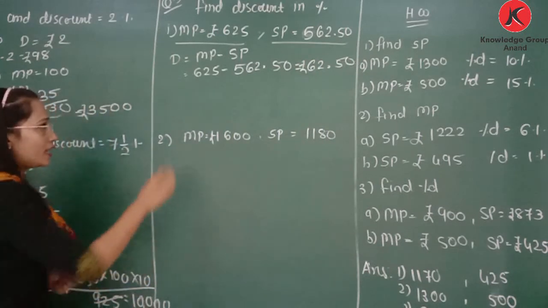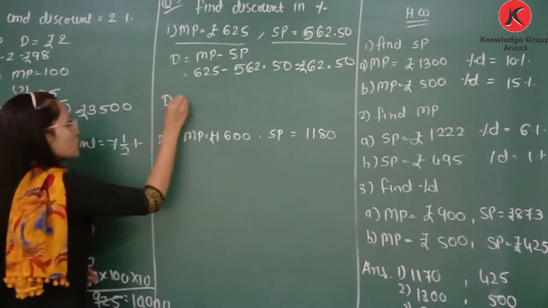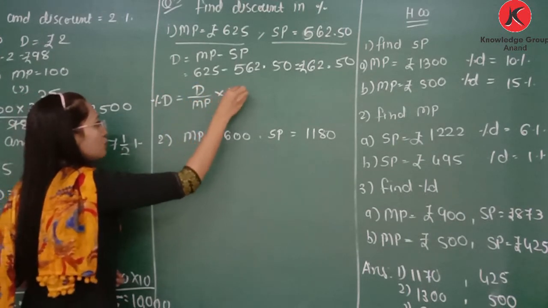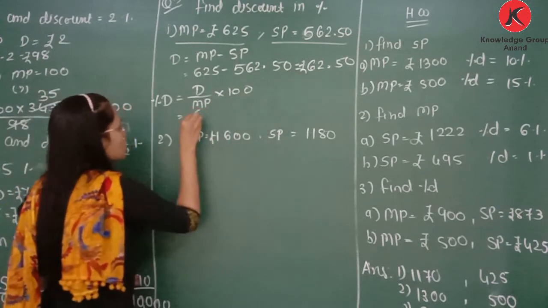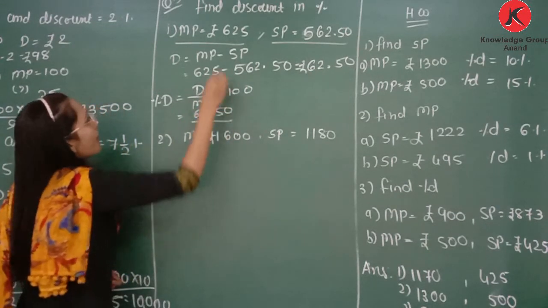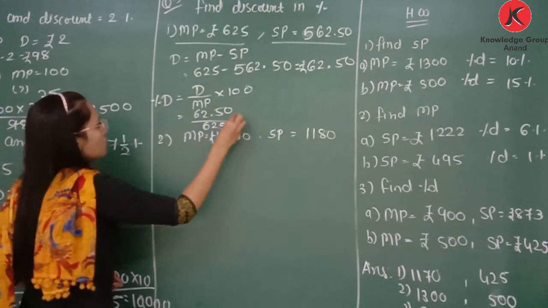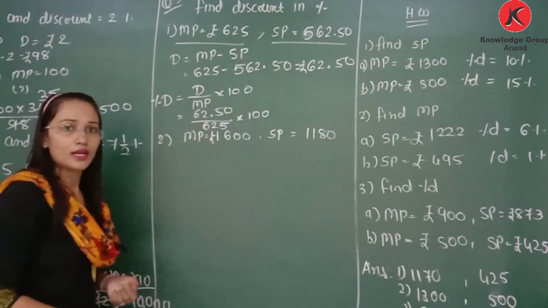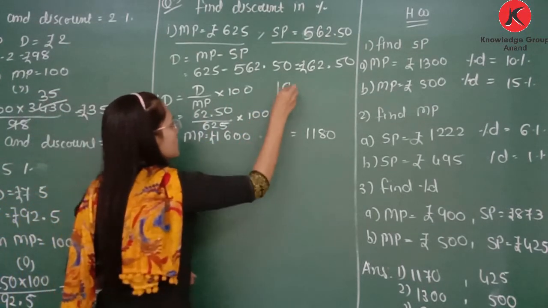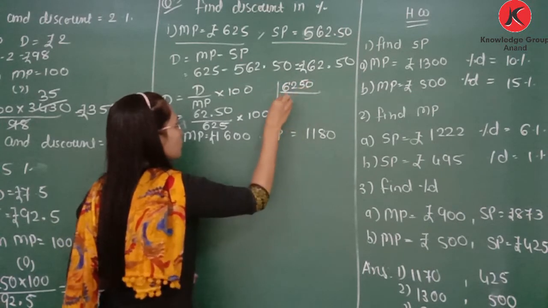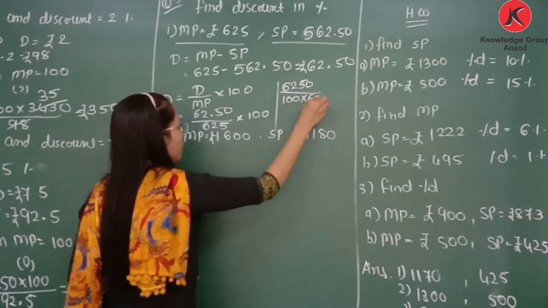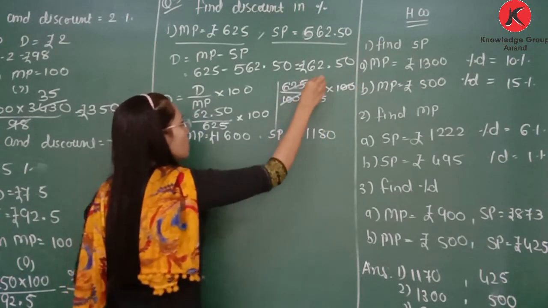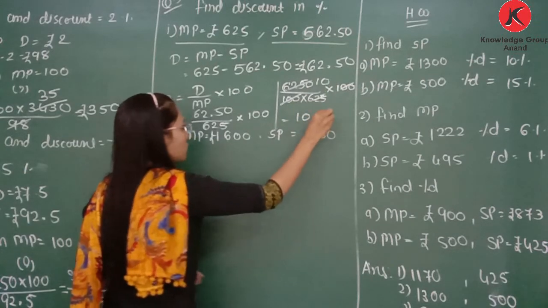Okay. Now you can directly use the equation because mark price is given. So discount percentage is equal to discount divided by mark price multiply 100. So discount in rupees is 62.50. Mark price is given, 625, multiply 100. Now here 50 is there, means we need to write 100 in the denominator. So it is 6250 divided by 100. 625 is there. 100 is in the multiplication. 100 cancel. Here we can write 10. So it is 10% discount.